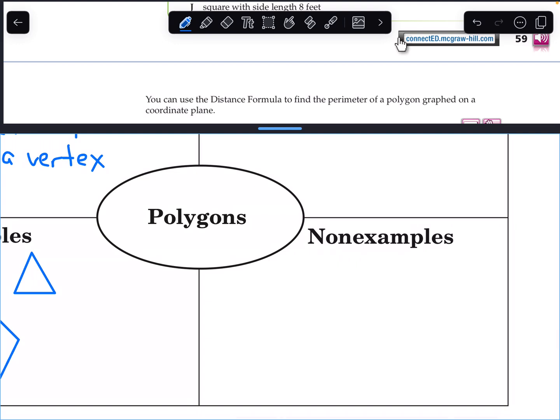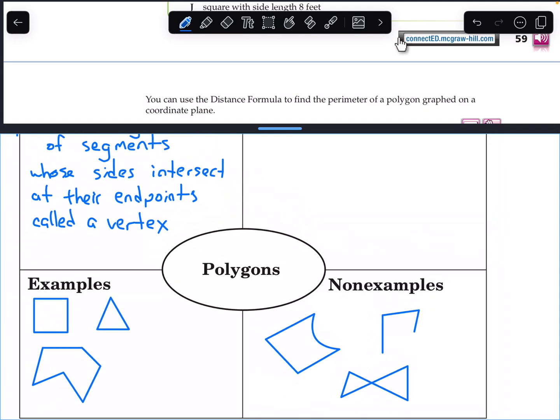What is not a polygon? Some non-examples, if you recall, things that didn't work. Anything that had some non-straight sides, okay, so that was not a polygon. Anything that didn't enclose itself, that was not a polygon. Anything that crossed over itself, it's not a polygon. Poor old bow tie. Okay.